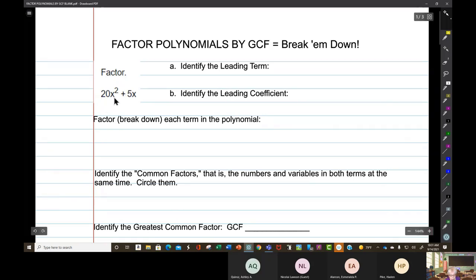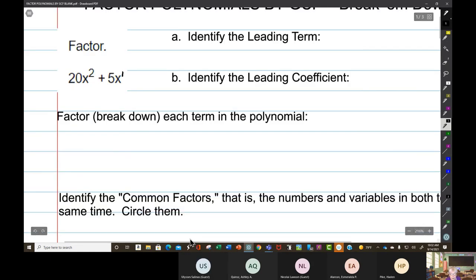Here we have a polynomial, 20x squared plus 5x, and x is to the one power. The first thing we're going to do is identify the leading term. That's the highest degree term. So the leading term is going to be 20x squared. The leading coefficient is the coefficient of the x part of the term. So the leading coefficient is 20, and in a few minutes you'll see the reason for this, but I'm going to put a plus in front of it, which means that the leading coefficient is positive.